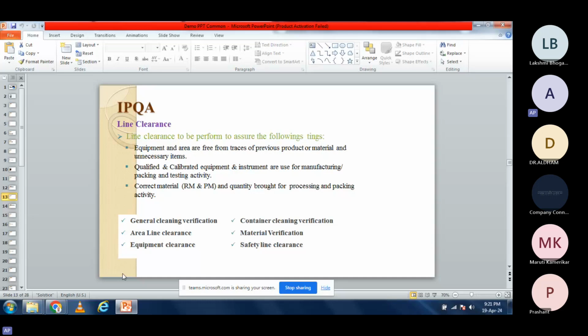They verify that the equipment used for manufacturing the product is clean, qualified, calibrated, and adequate. The containers or materials used are of appropriate quality, containers are cleaned, and the particular manufacturing line is very clean. After assuring this, they authorize it, and then we go for manufacturing of the product.